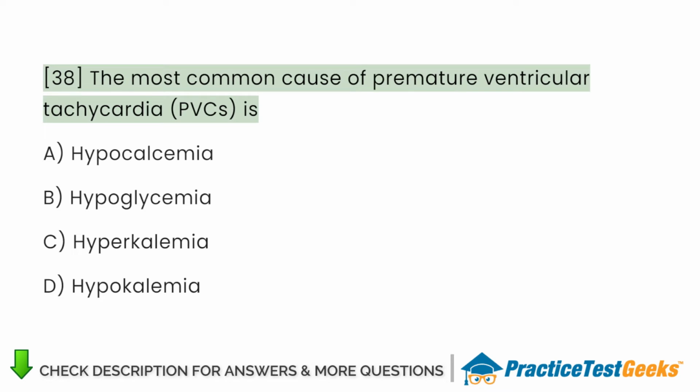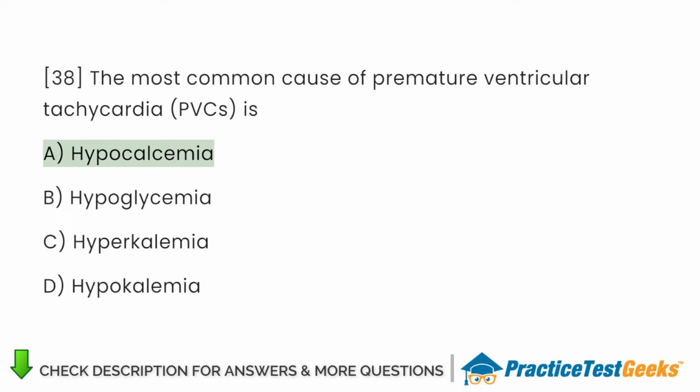The most common cause of premature ventricular contractions, PVCs, is A. Hypocalcemia. B. Hypoglycemia. C. Hyperkalemia. D. Hypokalemia.